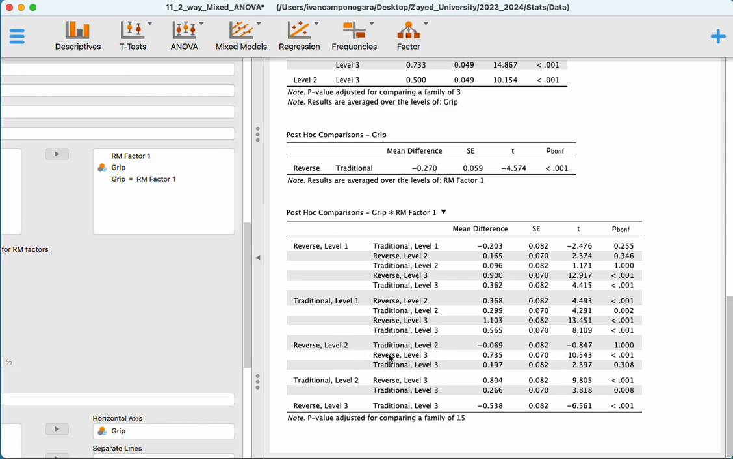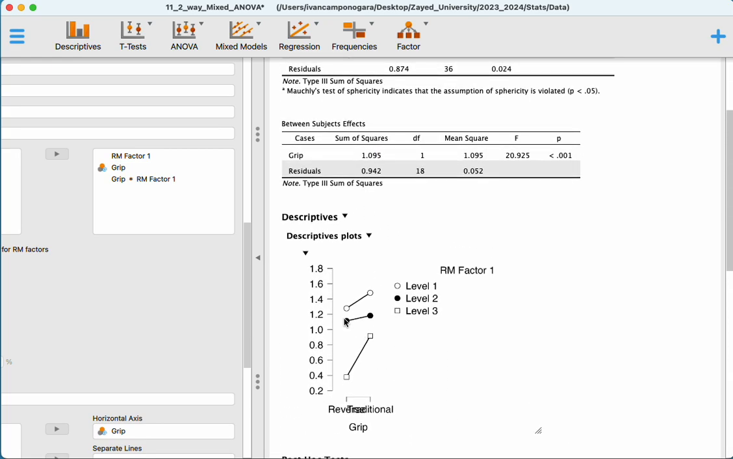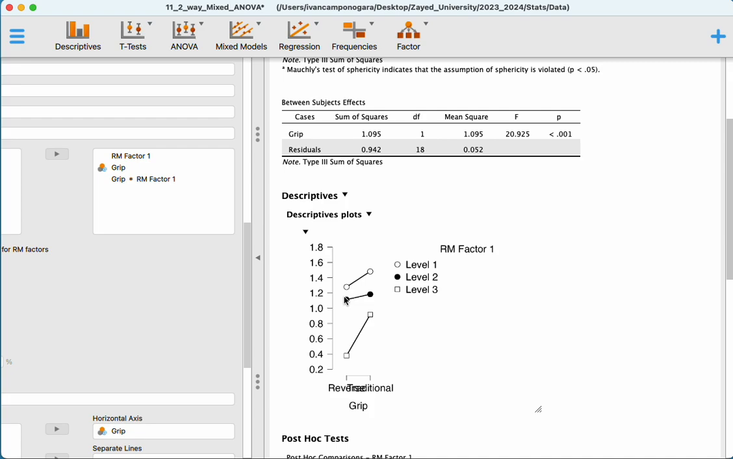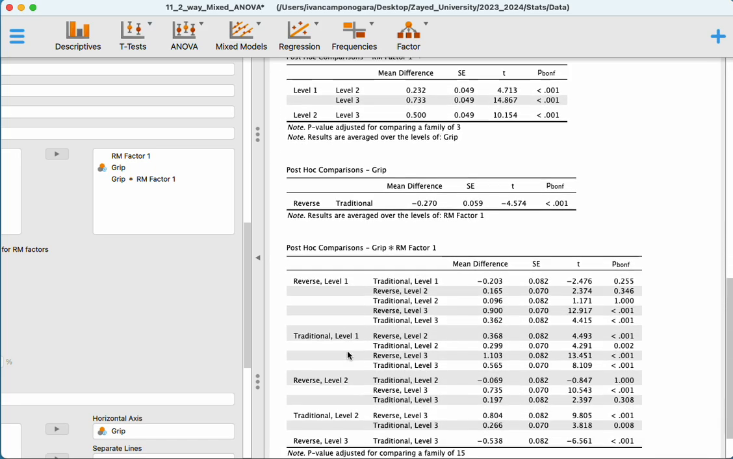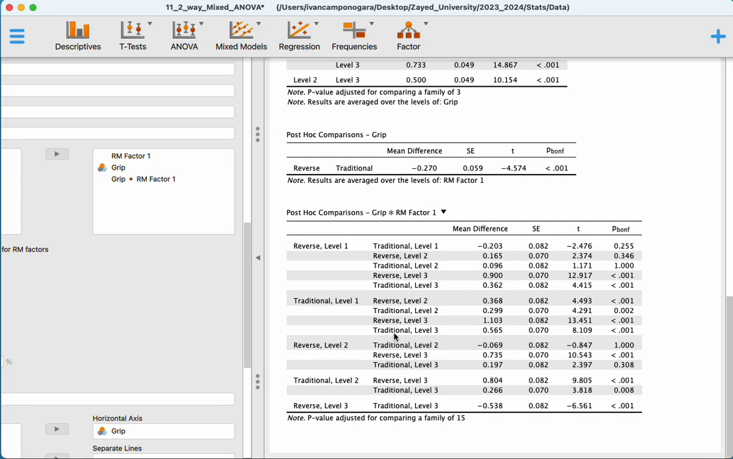So if you check level 2 of the reverse versus level 3, again, it is statistically significant. So these 2 points are different between each other. So after 50 days of training, you have higher force than after 70 days of training. Okay, that's it.